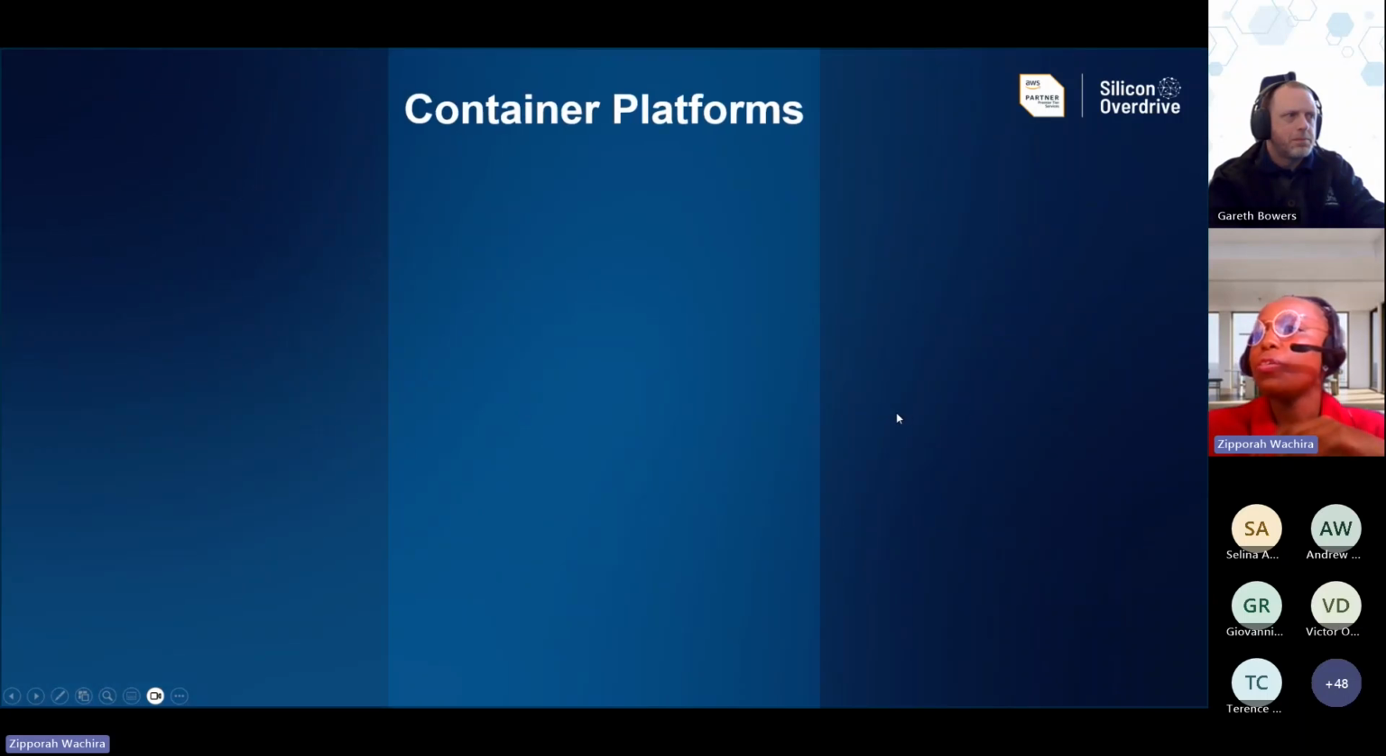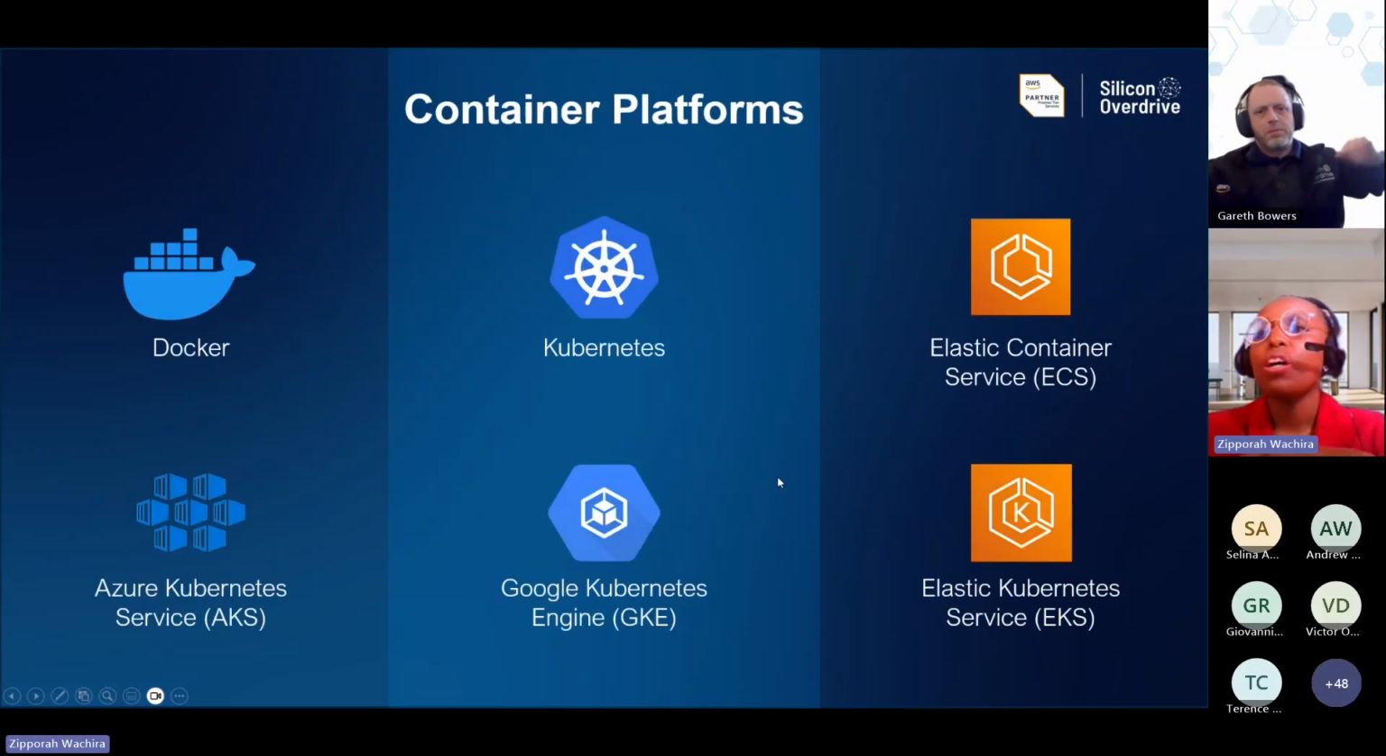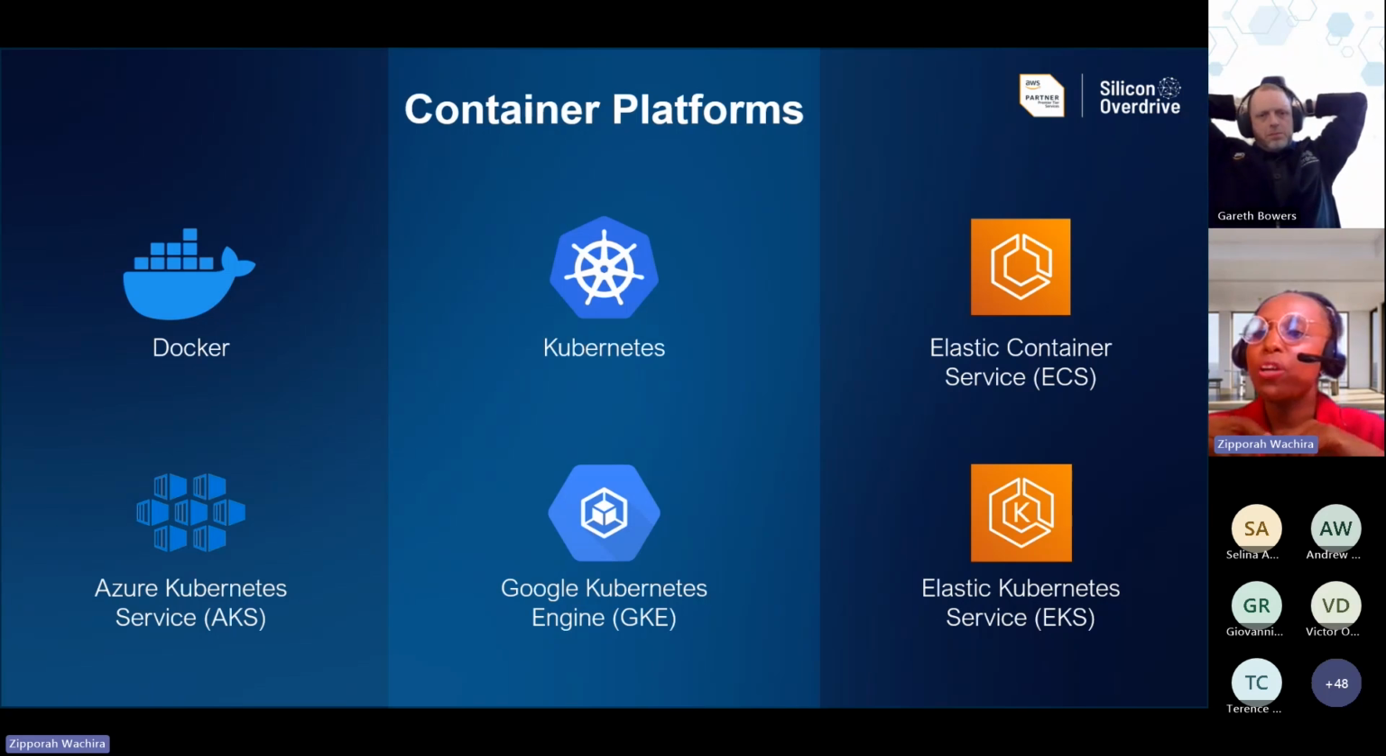So now we have quite a number of container platforms. Again, I'm sure you're familiar with at least one of these. Docker is the one that's most well known, but aside from that, you also have Kubernetes. You also have other services that are more cloud native. For example, for AWS, you have the Elastic Container Service and the Elastic Kubernetes Service. For Google Cloud, you have the Google Kubernetes Engine. And for Azure, you have the Azure Kubernetes Service.